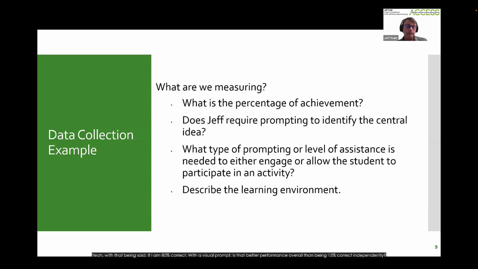Now, with that being said, if I am 80% correct with a visual prompt, is that better performance overall than being 15% correct independently? I'll give you a second. Give Jeff a little feedback. What do you think in the chat box? Trying to get a little feedback. So if I'm 80% accurate but I'm getting visual prompts, and now you've moved to 5 to 15% accuracy without prompting, which one is preferred?